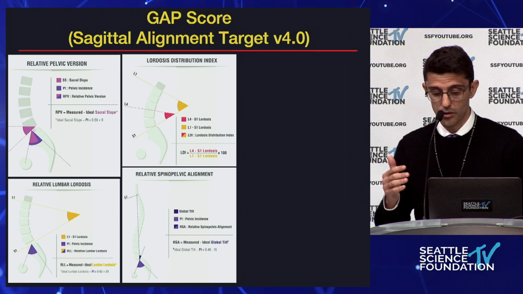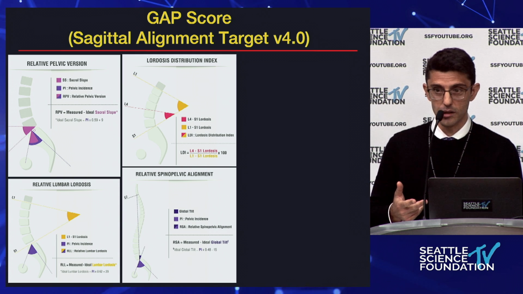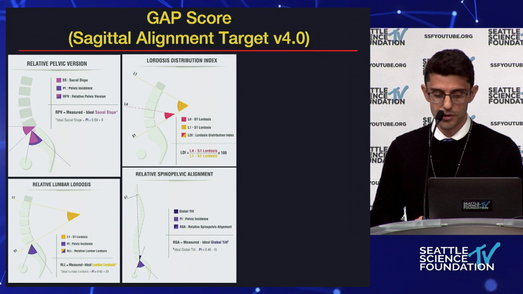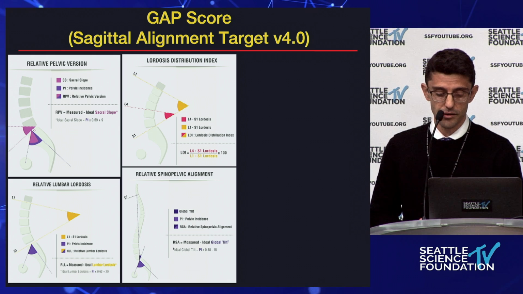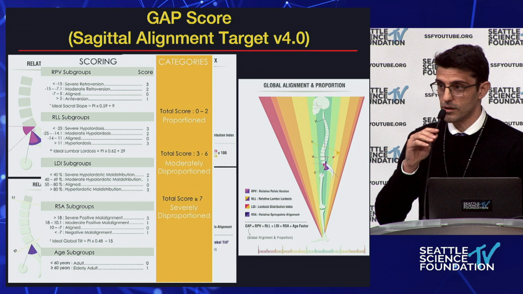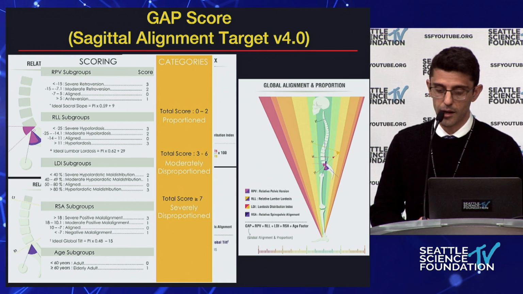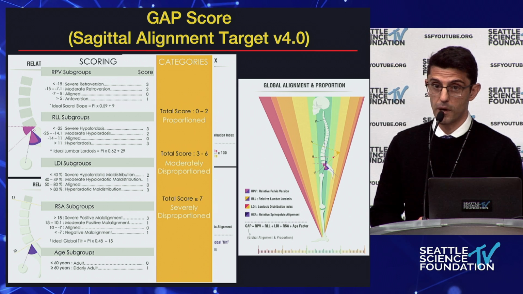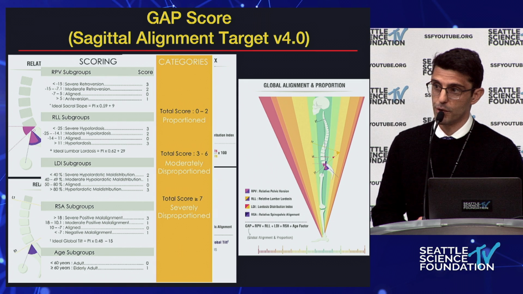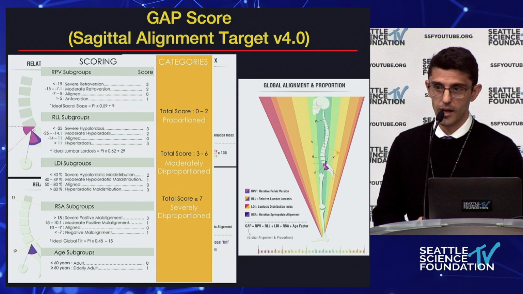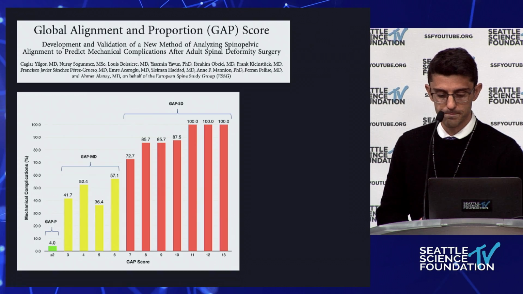Now, taking all this into consideration, lumbar shape, lordosis magnitude, as well as global alignment, the GAP score was introduced by the European Spine Study Group. And this is a really nice combination of all these things that, when scored into different subgroups and totaled, you can come up with 3 different categories. Those patients that have proportioned spines have a total score of 0 to 2, a total score of 3 to 6 puts them in a moderately disproportioned category, and severely disproportioned is those patients that have a score greater than 7.